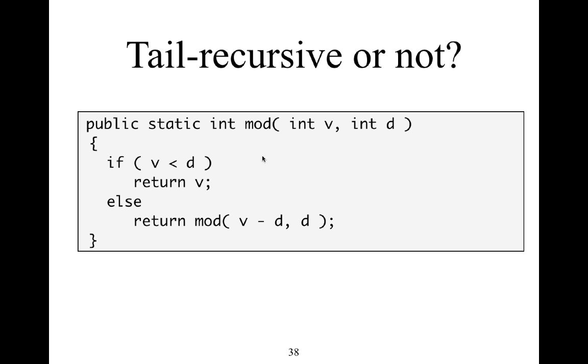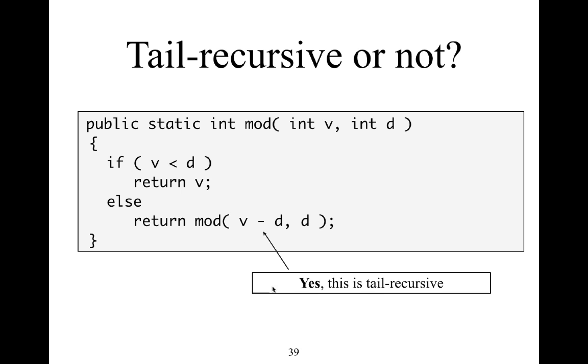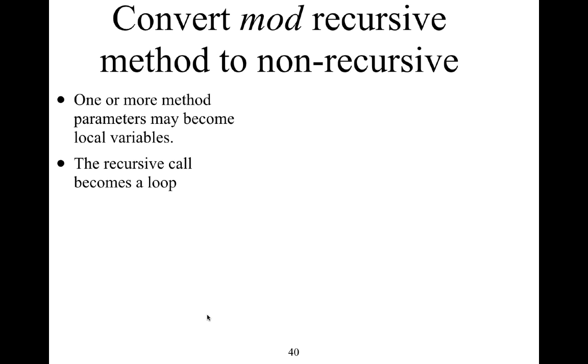So is this tail recursive? Okay, this is a modulus function. And yeah, it's tail recursive because once we evaluate the mod recursion, there's absolutely nothing that gets done. So how do we convert? Let's convert the mod function to a non-recursive function. One or more method parameters may become local variables. The recursive call becomes a loop.